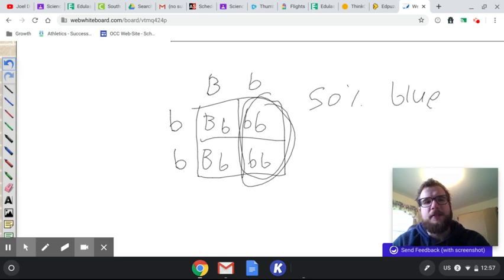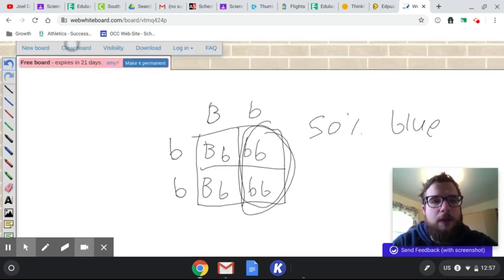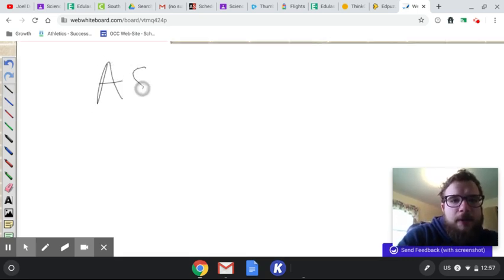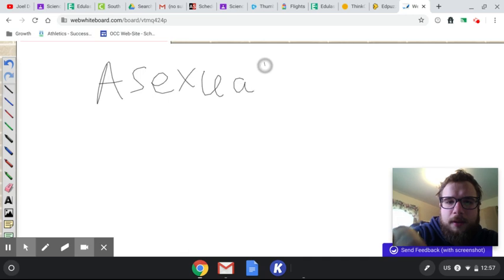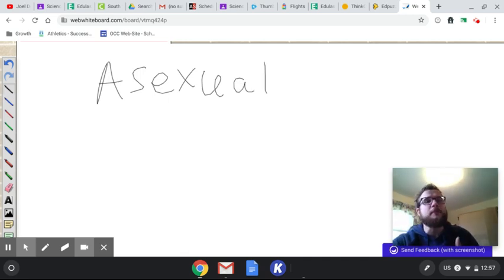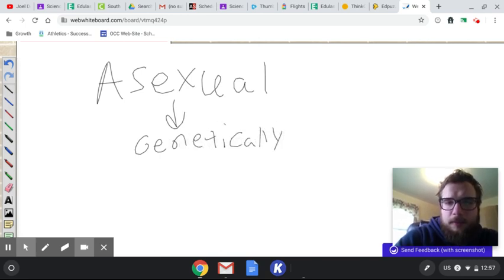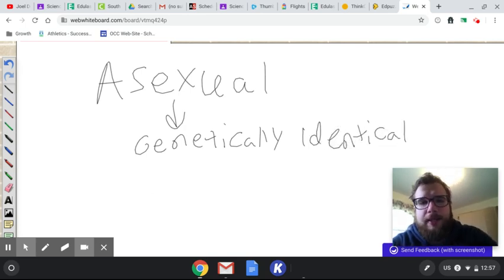Okay. So this takes us all the way back, let me clear this board, to when we talked about asexual versus sexual reproduction. So remember, asexual reproduction, one individual by themselves becomes two new individuals. Okay. And remember, those offspring are what? They're genetically identical to the original parent. So let me take note of that. So in asexual, you get genetically identical.